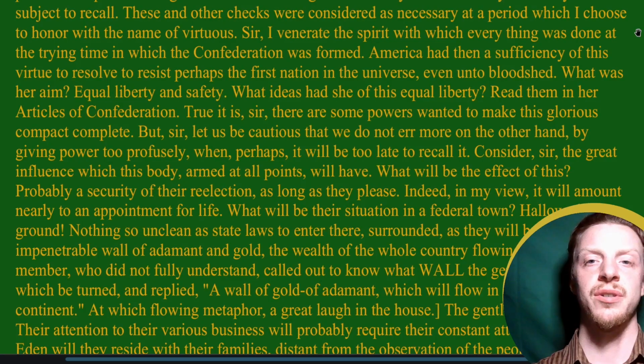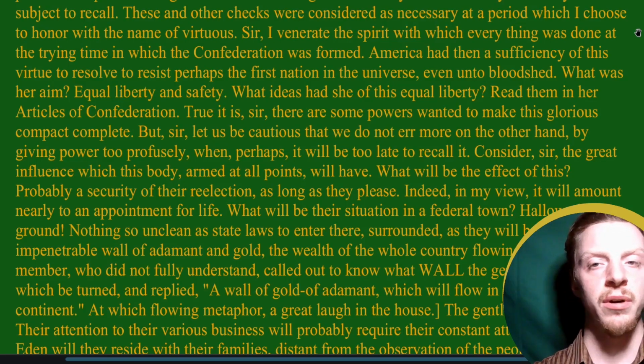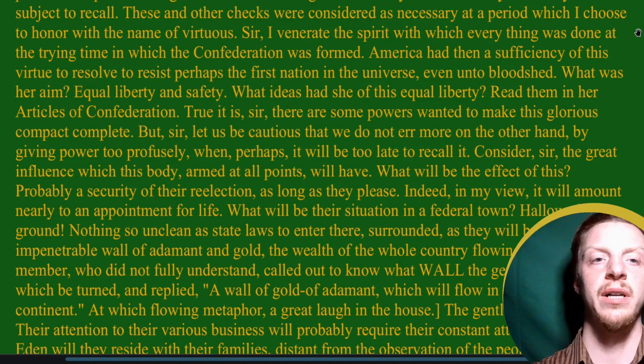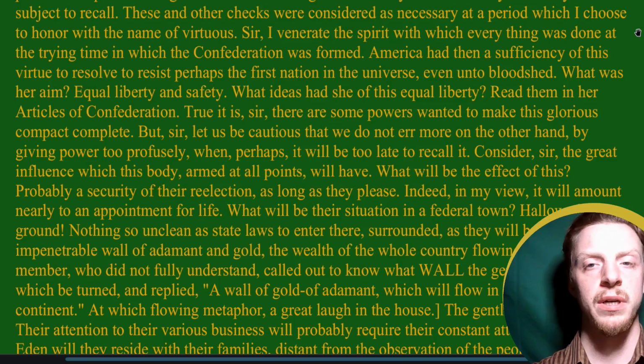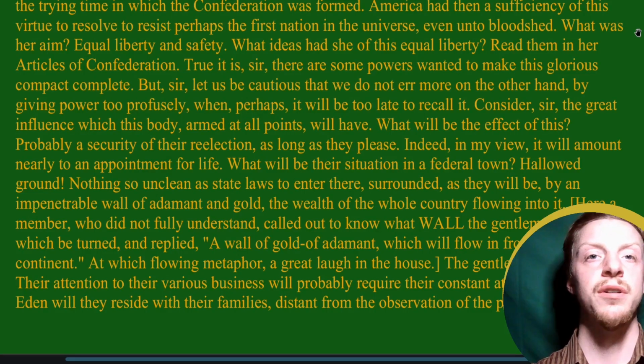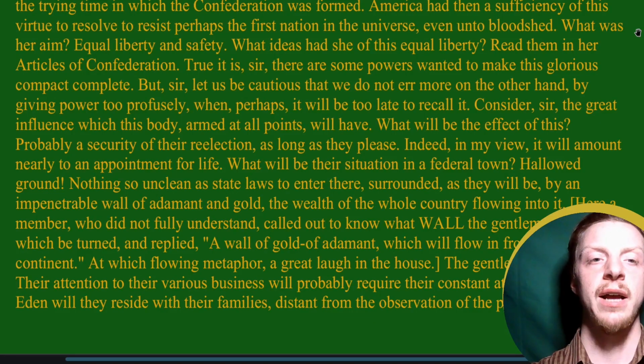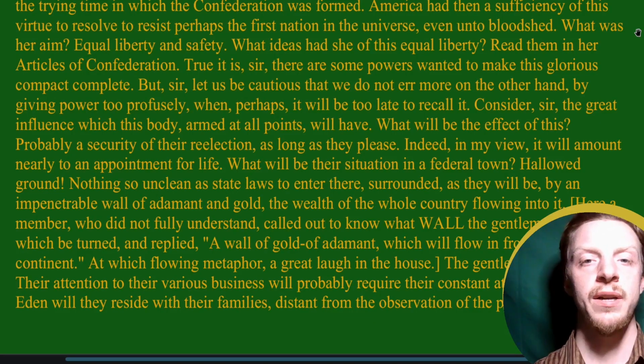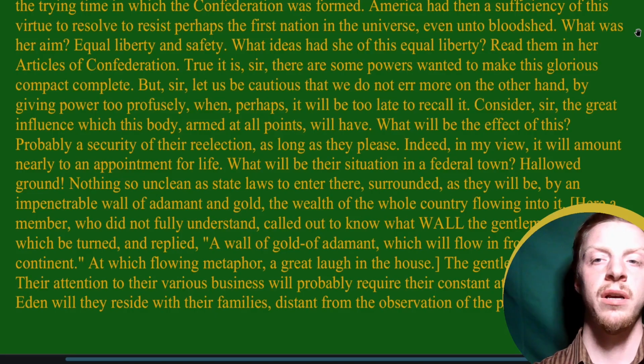These and other checks were considered as necessary at a period which I choose to honor with the name of virtuous. Sir, I venerate the spirit with which everything was done at the trying time in which the Confederation was formed. America had then a sufficiency of this virtue to resolve to resist perhaps the first nation in the universe, even unto bloodshed. What was her aim? Equal liberty and safety. What ideas had she of this equal liberty? Read them in her Articles of Confederation.